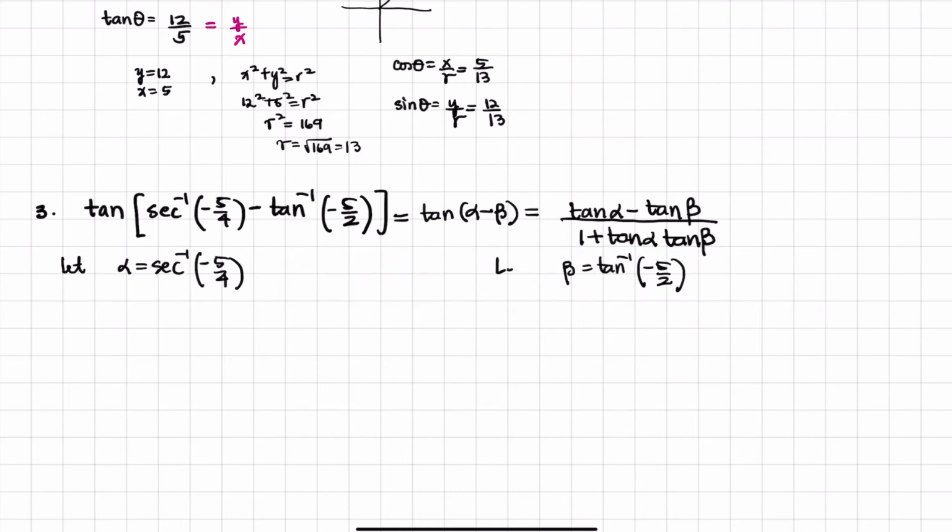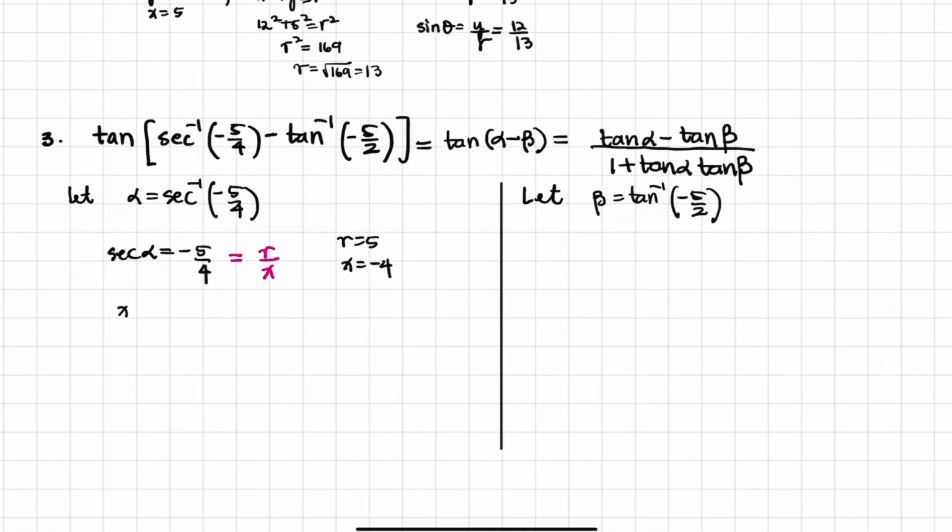Inusog ko lang because I need space. Let us compute for tangent alpha using this one. So, we know from here, pwede mo lipat sa kabila, diba? So, secant alpha is negative 5/4. Gamitin natin yung mga XYR method. So, we know that secant is R over X. And R is positive, so R is 5. So, X is negative.